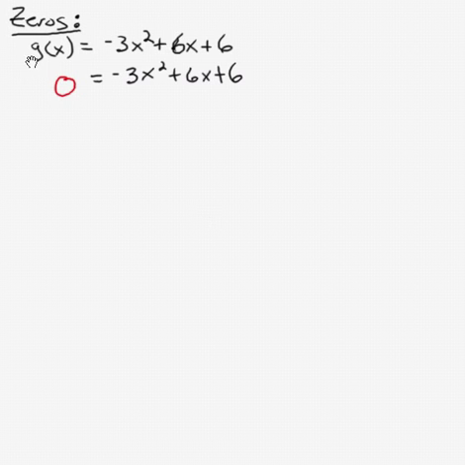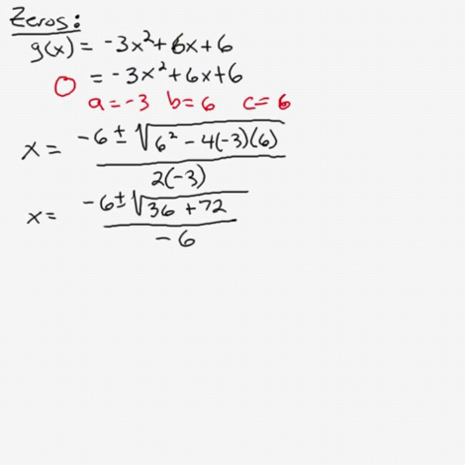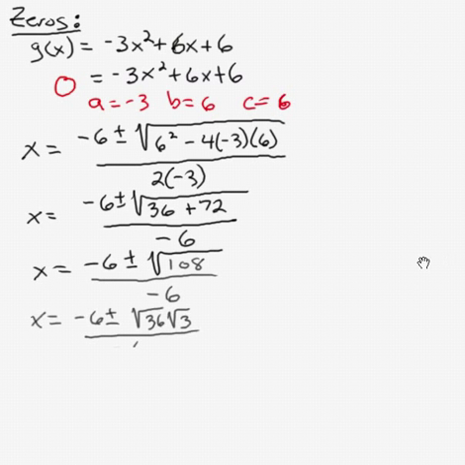Just replace y, or g of x in this case, with 0, and solve this equation as we would solve any quadratic equation. A is negative 3, b is 6, c is 6. Put it into the quadratic formula. Simplify the quadratic formula. In this case, 6 squared is 36. Negative 4 times negative 3 times 6 is 72. 36 and 72 is 108. And the denominator, 2 times negative 3 is negative 6.